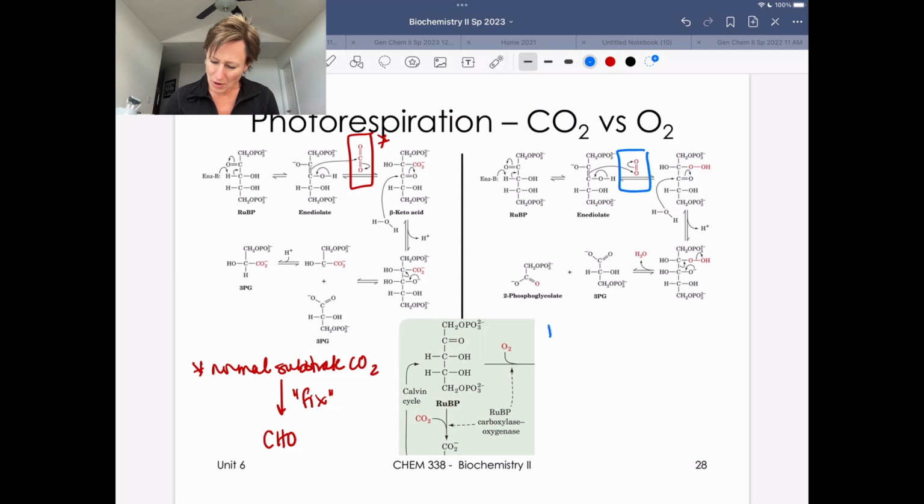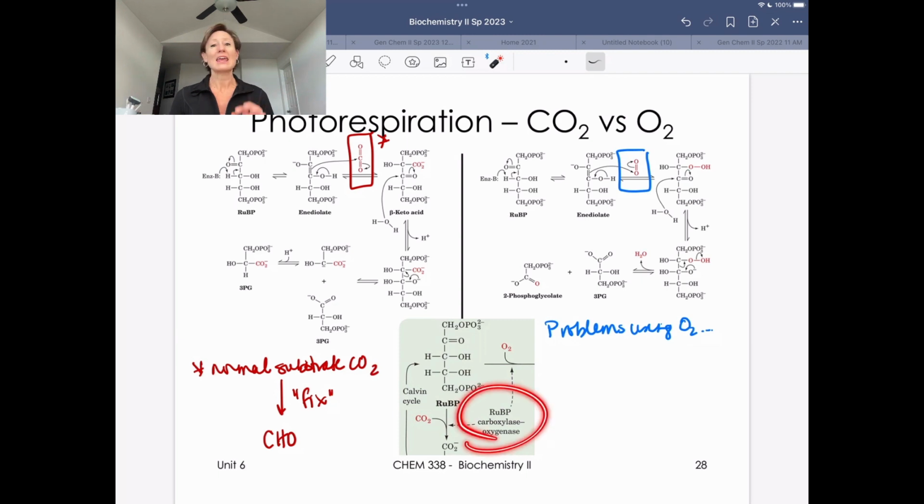Okay, so we're going to talk about problems using O2. And one of the problems is this circuitous path, and I sort of have it written down here. Here is that RuBP substrate, and we can have either oxygen as an electrophile there or carbon dioxide, and this enzyme is able to do both. But the problem with using this, and I'm using problems in quotes here, is that even though we're using oxygen, we also need to use ATP. We're not going through the details of what is required for this, but this is a process that uses ATP.